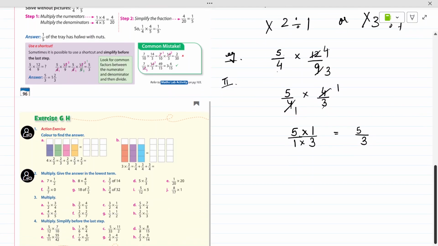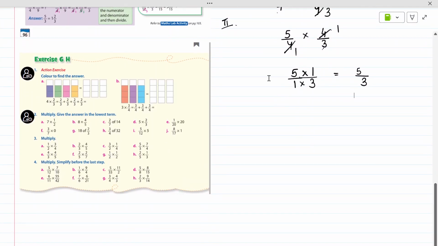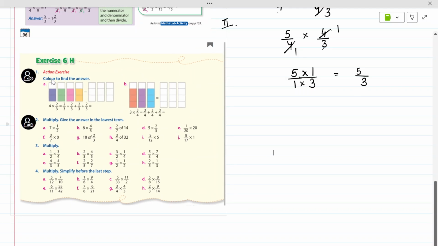Okay, so now with this, let us try to do question exercise 6H. Colour to find the answer: 4 times 2 by 3. So this 2 by 3 is given to us 4 times, and this can also be written in the form of addition: 2 by 3 plus 2 by 3 plus 2 by 3 plus 2 by 3. So this will become what, kids? 2 plus 2 plus 2 plus 2 will be 8 by 3. And also if you multiply directly here, this will also be 8 by 3.